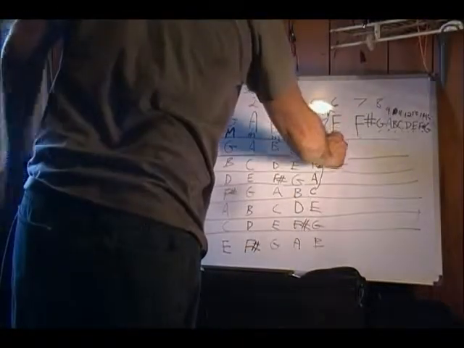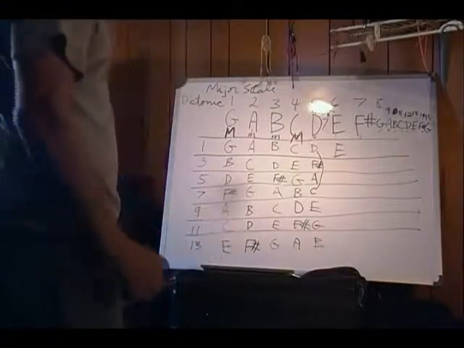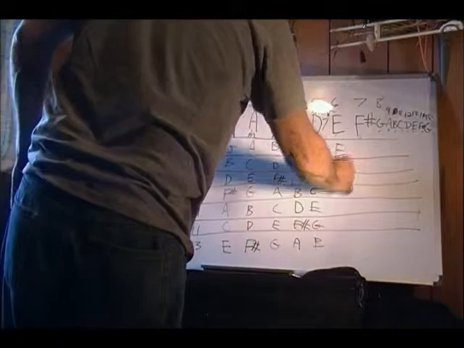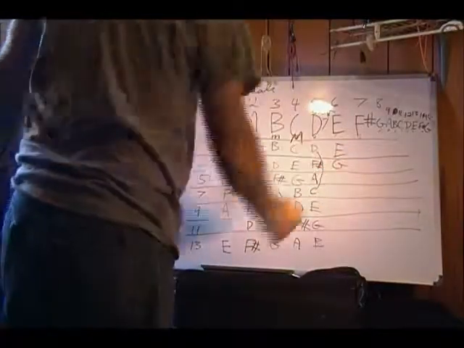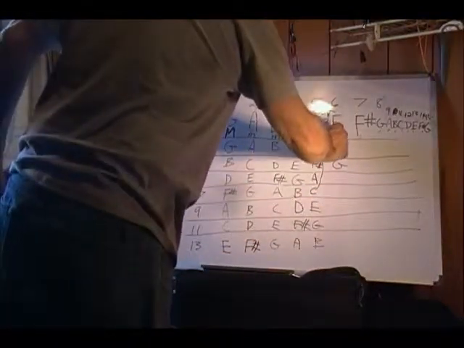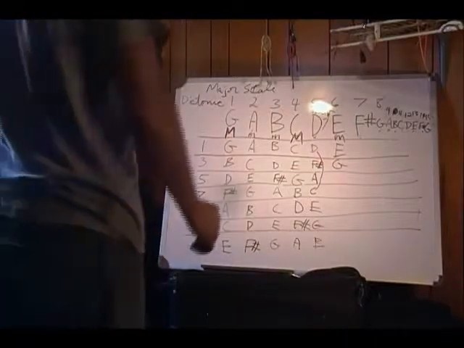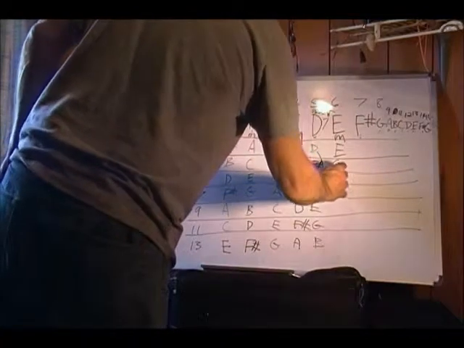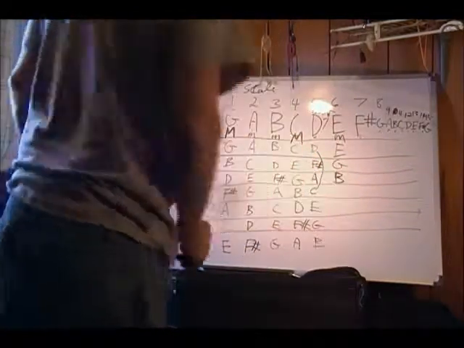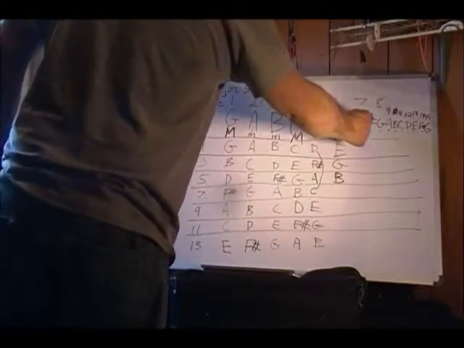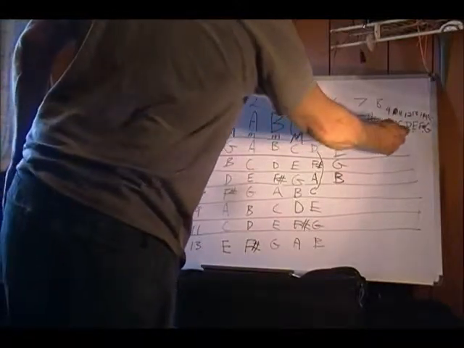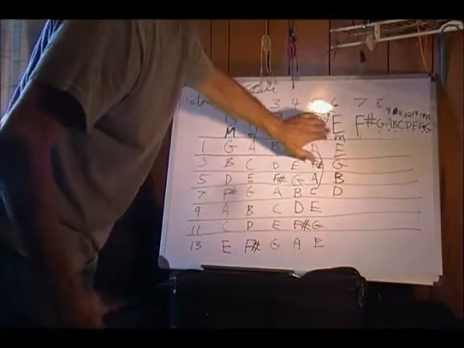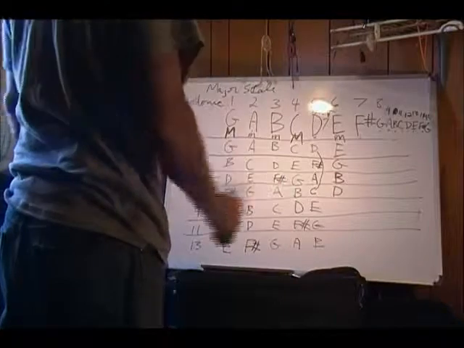So, the next one is E. We count 1, 2, 3 for the 3rd, which is G. The distance from E to G is a whole step and a half, so that makes this a minor. 1, 2, 3, 4, 5, we add a B. 1, 2, 3, 4, 5, 6, 7. We add the note D to these, and we're playing an E minor 7, right?